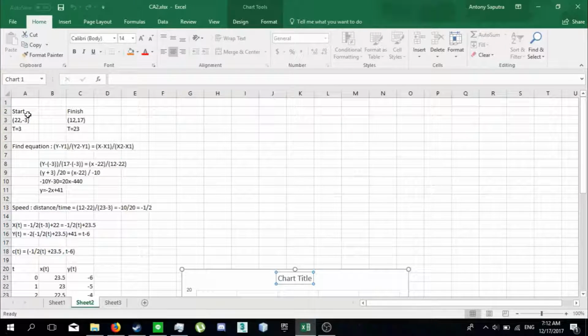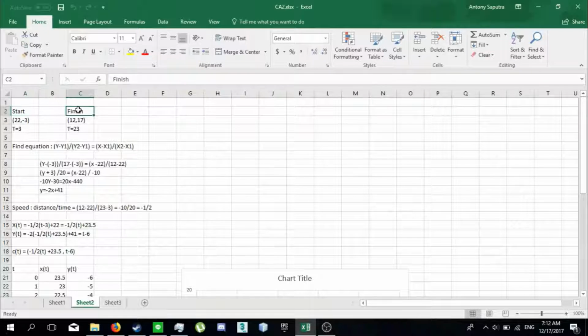Okay, so what we know is we have the start and finish points: the start is 22, minus 3, and the finish is 12, 17. The start time is 3, and then it says 20 seconds later, so the finish time is 23.